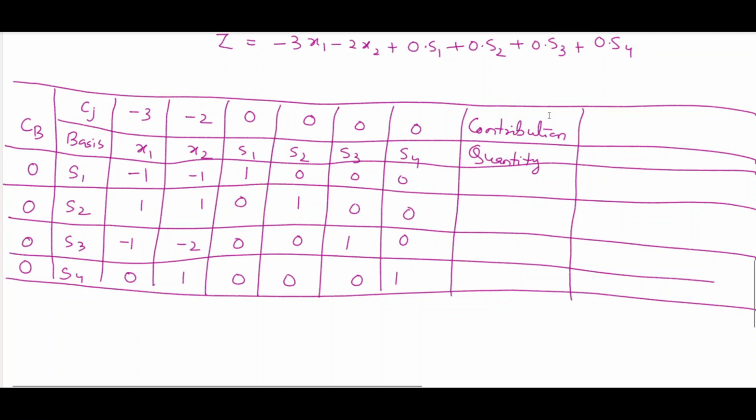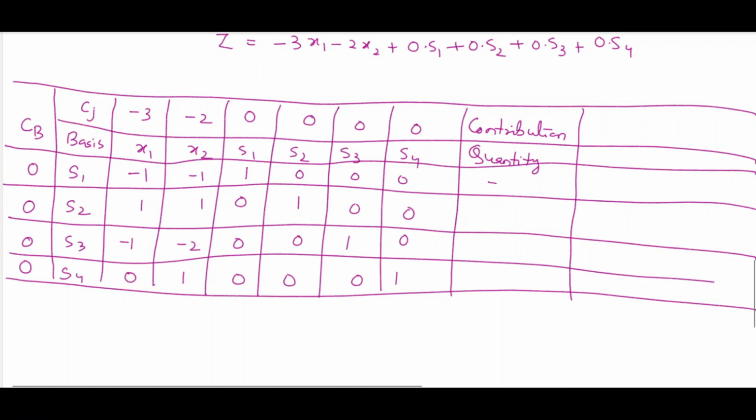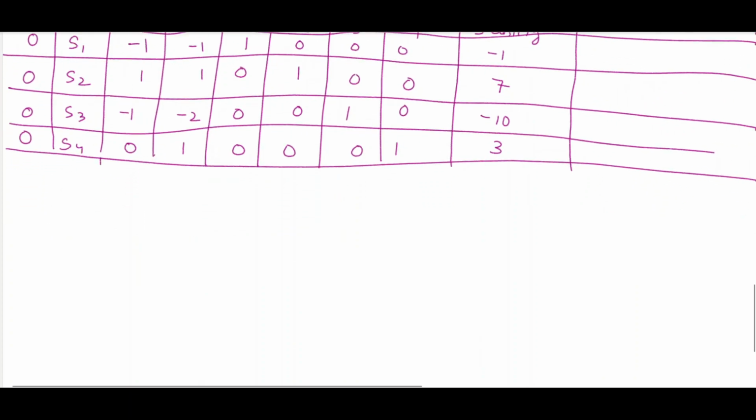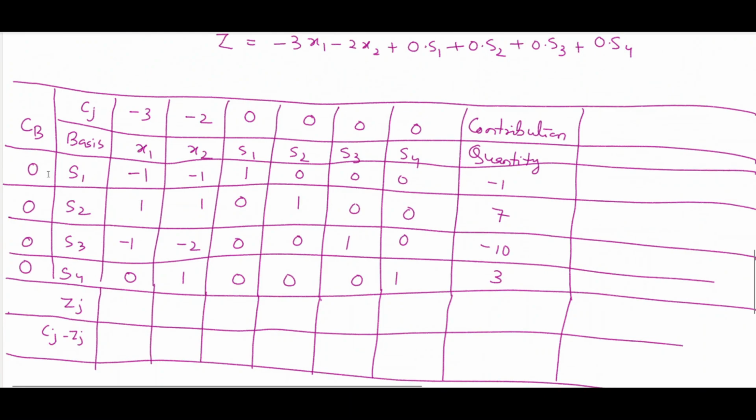And what are the contribution quantities? Contribution quantities are minus 1, 7, minus 10 and 3. So just fill it out here: minus 1, 7, minus 10, 3. Now we will compute Zj as usual. This is Zj, then here Cj minus Zj. Now if you compute Zj, it will be all zeros.